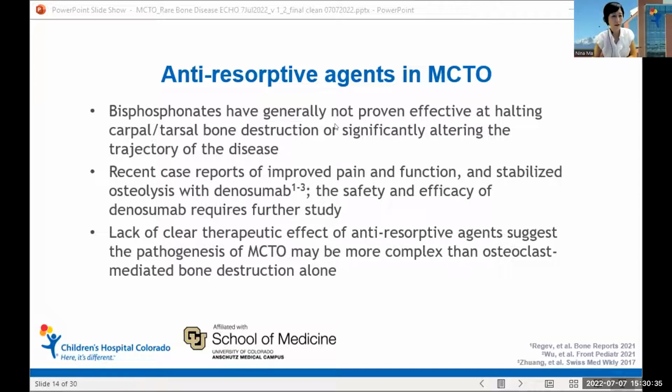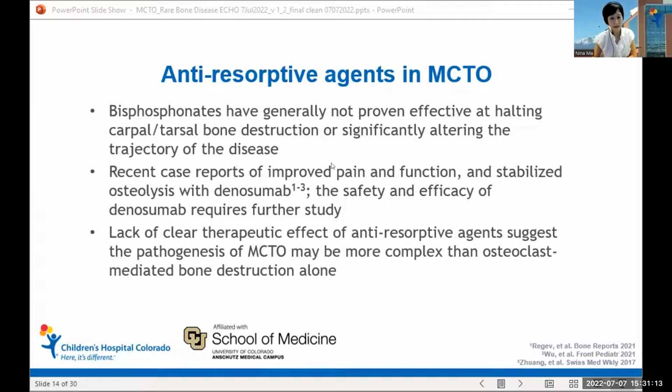Unfortunately, though, the collective clinical experience with bisphosphonate therapy has been a bit disappointing, since treatment with bisphosphonate has not been shown to significantly alter the trajectory of the disease, and there seems to be ongoing destruction of the carpal and tarsal bones despite treatment. It's certainly possible that the dose and the frequency of bisphosphonates have been insufficient, and it's understudied as to whether bisphosphonate treatment could be slowing down the rate of disease progression.